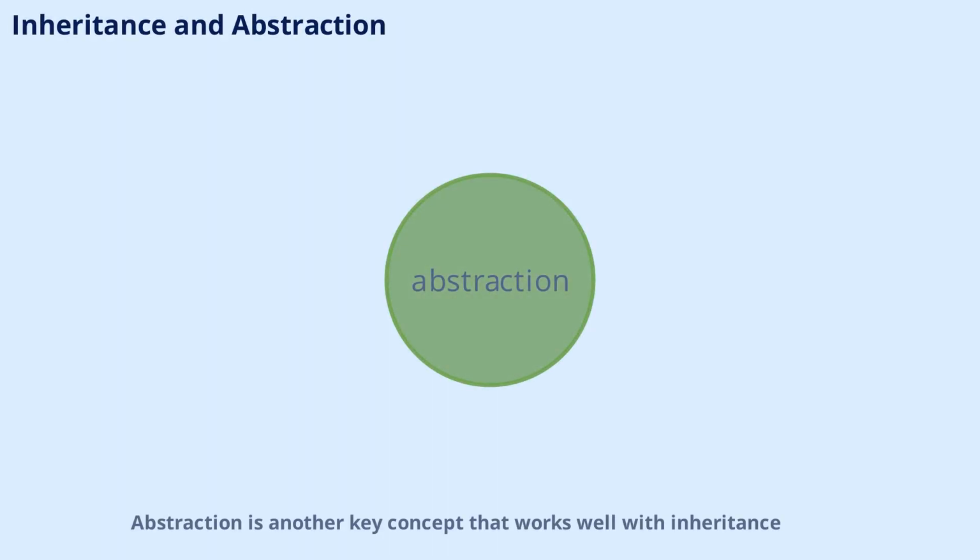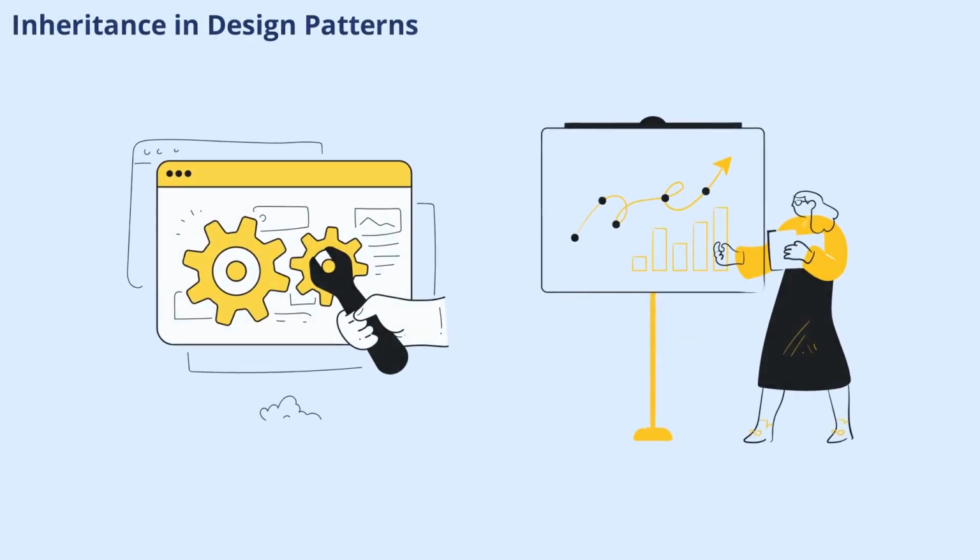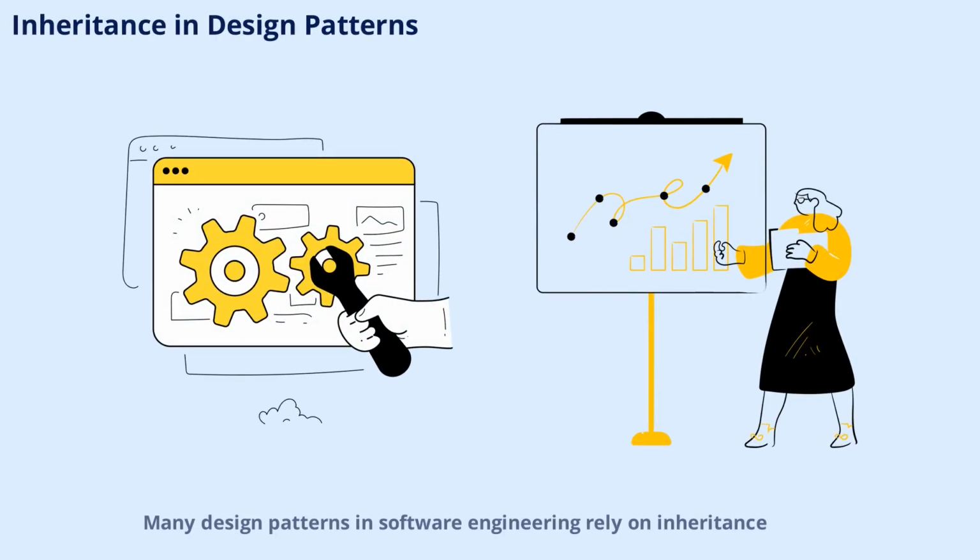Abstraction is another key concept that works well with inheritance. By defining abstract base classes with pure virtual functions, you can create interfaces that must be implemented by derived classes. This approach enforces a contract and ensures consistency across different parts of your application. Many design patterns in software engineering rely on inheritance. Patterns like factory, observer, and decorator use inheritance to provide flexible and reusable solutions to common problems. Understanding inheritance is essential for mastering these patterns and building robust applications.